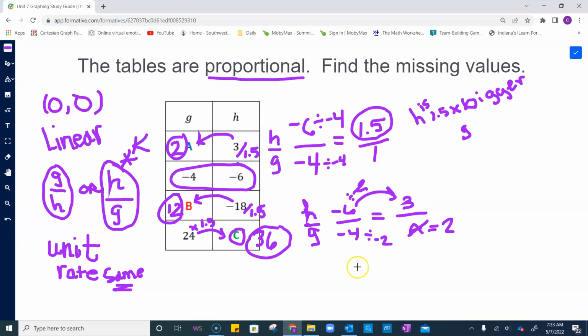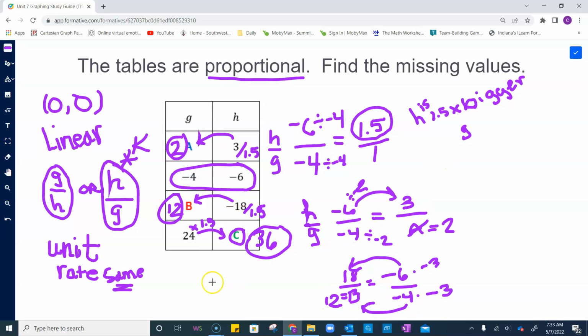So you could have set up that way, found your equivalent fractions, or 18 over B equals -6 over -4. Okay, so how do I get from a -6 to a positive 18? I multiply it by -3. Got to do the same to the bottom, multiply it by -3, and you can get your 12 there.